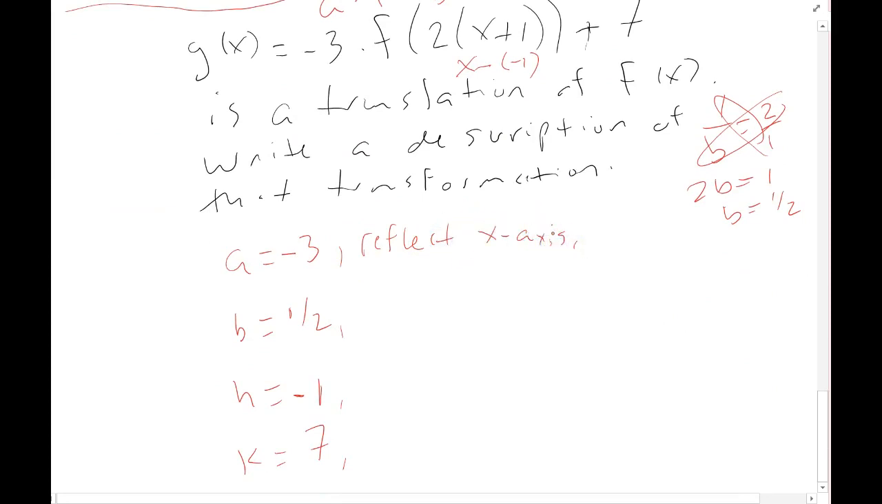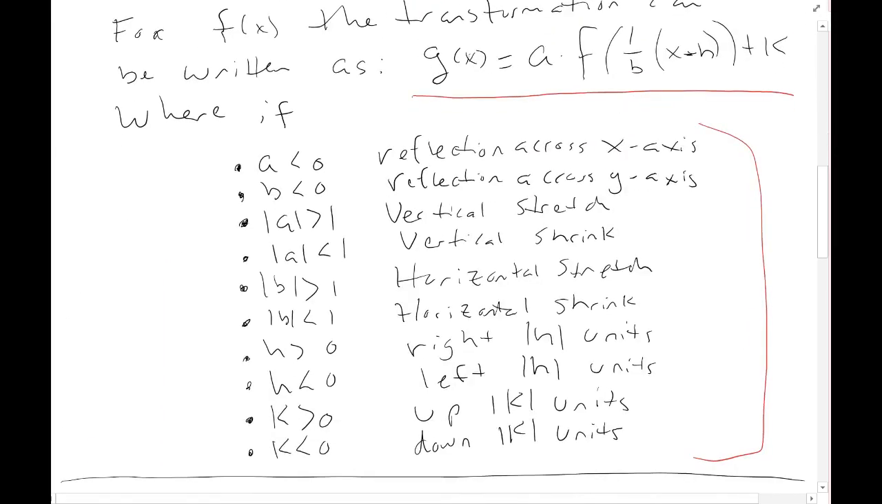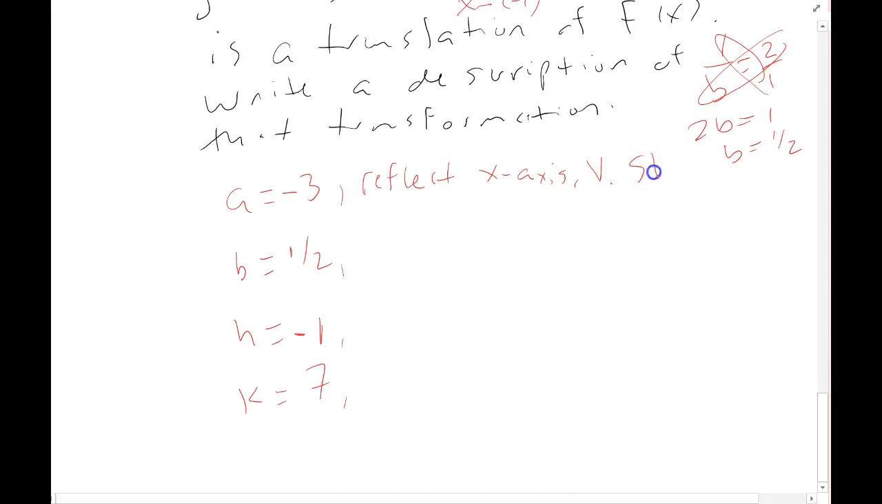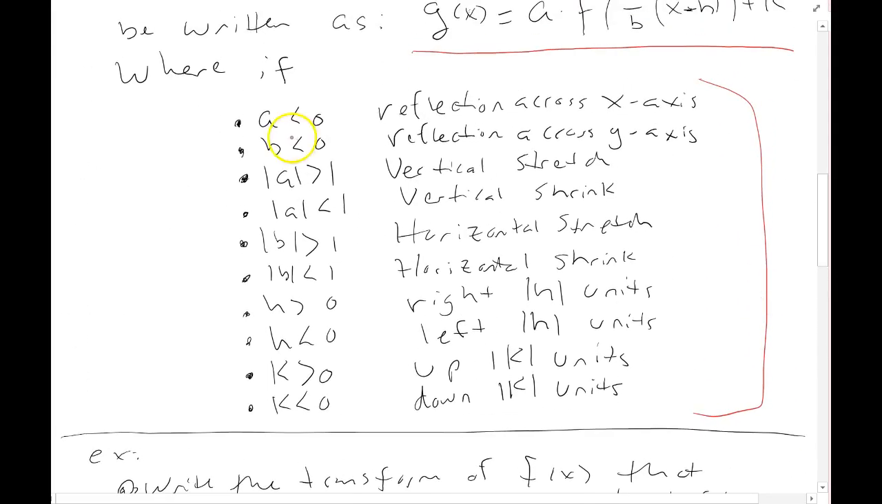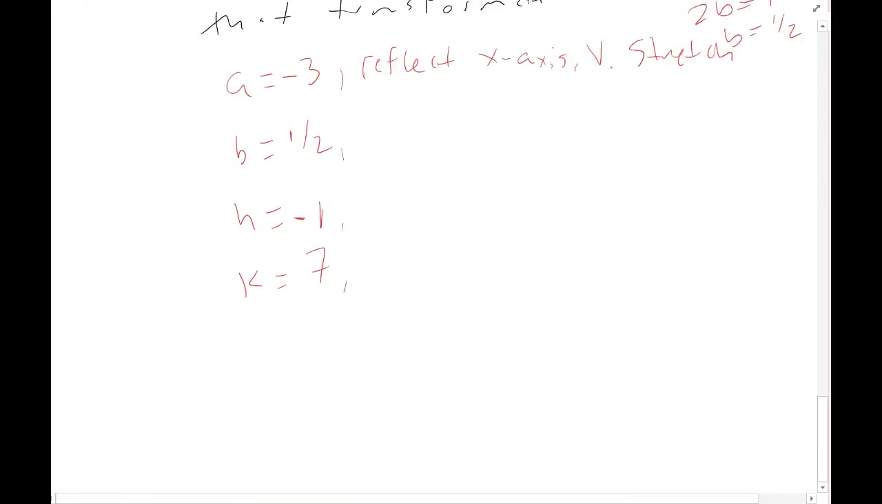But the a value, I remember, could do more than one thing. If I scroll back up, my a value is -3. Well, that means the absolute value of -3 is also greater than 1, so I also get a vertical stretch. Okay. Now I'll go to the b, and I'll scroll back up. My b value is 1/2. Well, that's not less than 0, so there is no reflection. But the absolute value of 1/2 is less than 1, so I do have a horizontal shrink. So that's the only thing I'll write. If there's no reflection, I don't need to write anything.